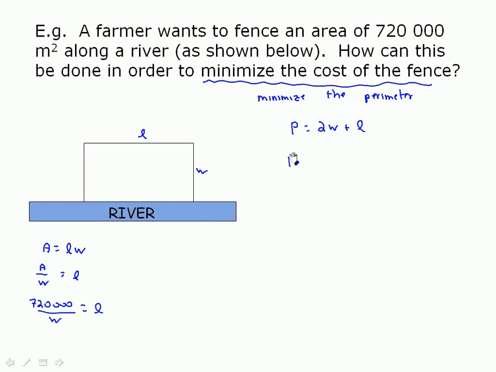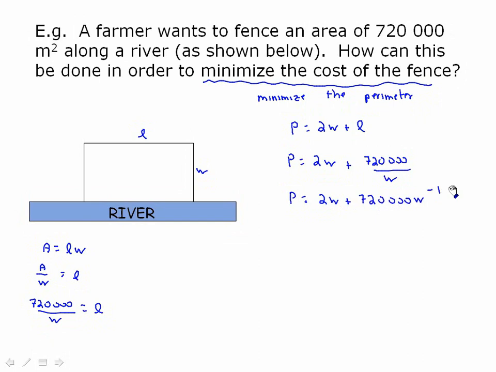So the perimeter in terms of W, which was my choice to go W, you could have done the reverse. So 2W plus 720,000 over W. So in a better form, 2W plus 720,000 W to the negative 1.